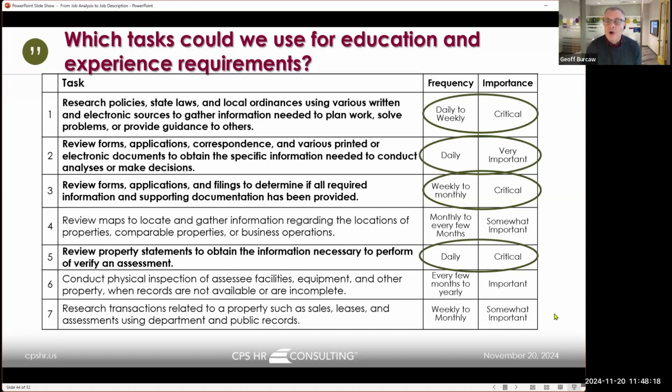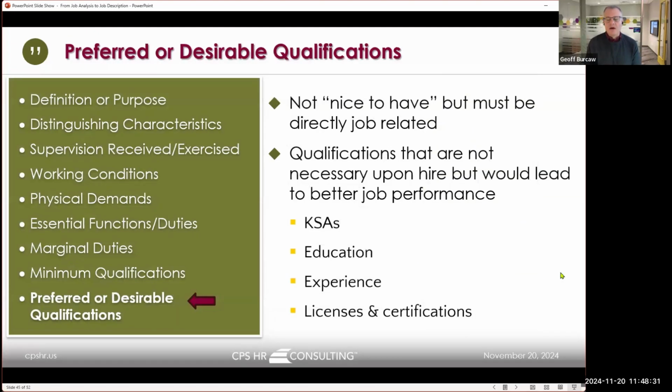So just a reminder to also go back to your tasks in your job analysis and find the ones that are critical and frequently performed, and those can help you identify experience requirements.